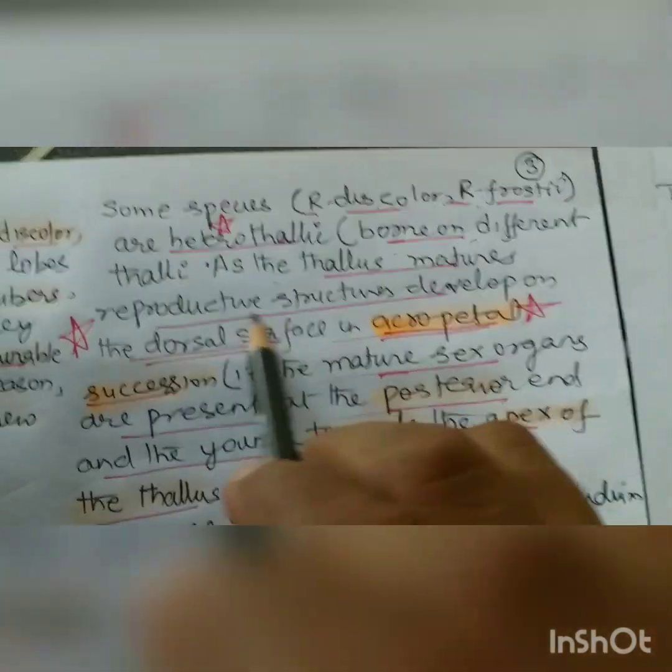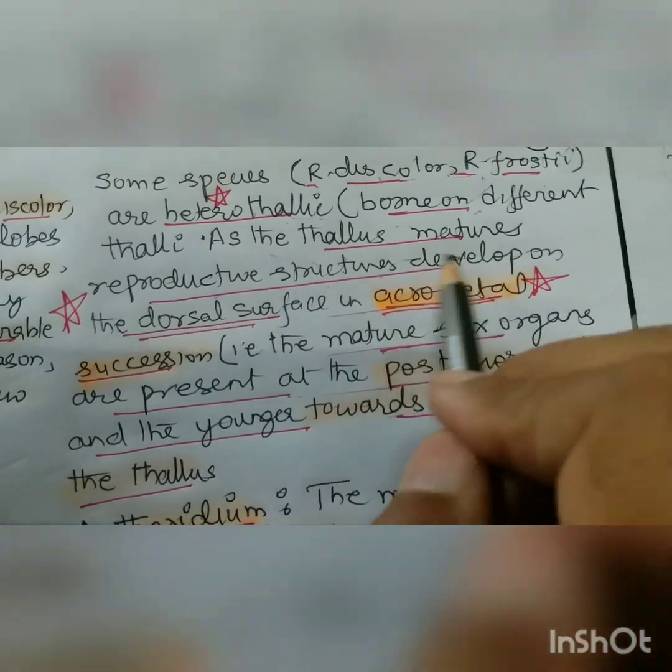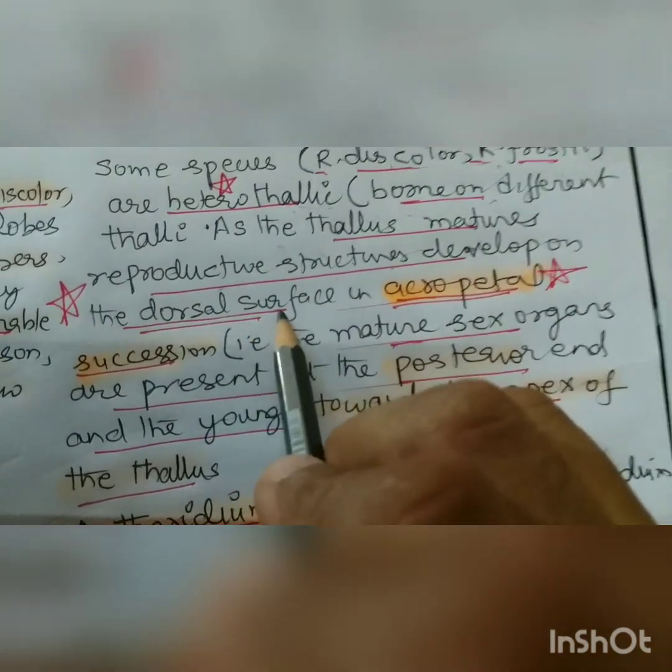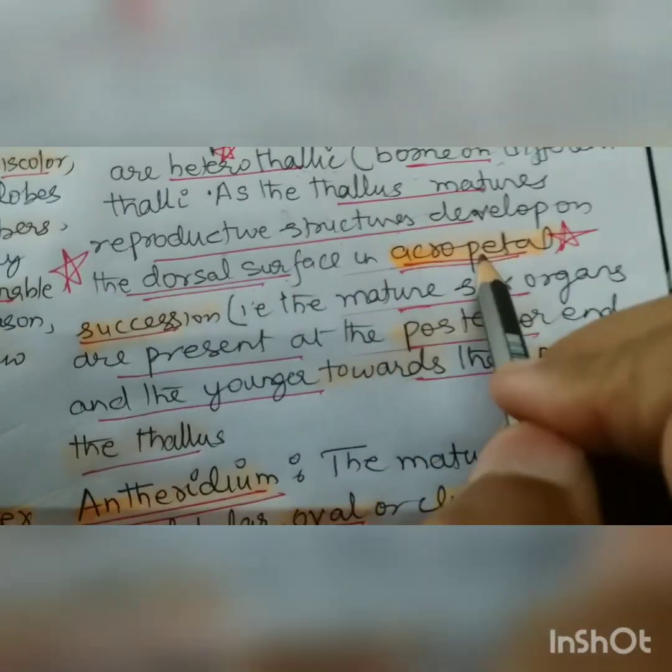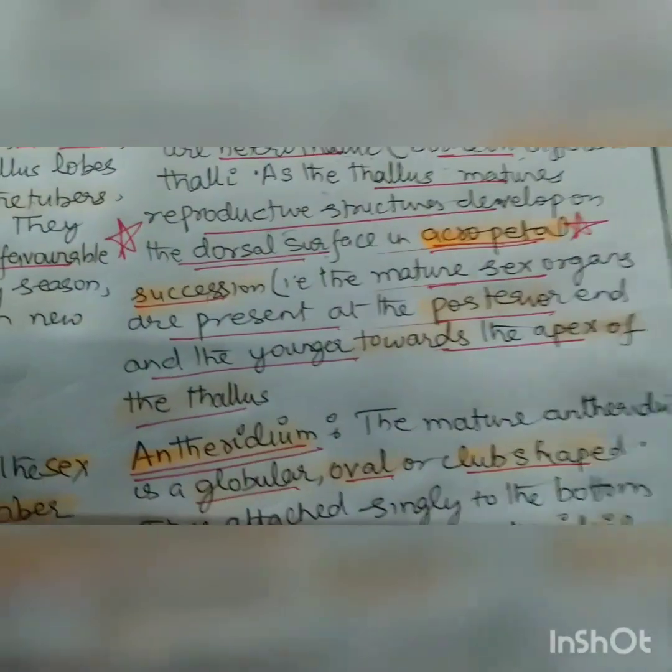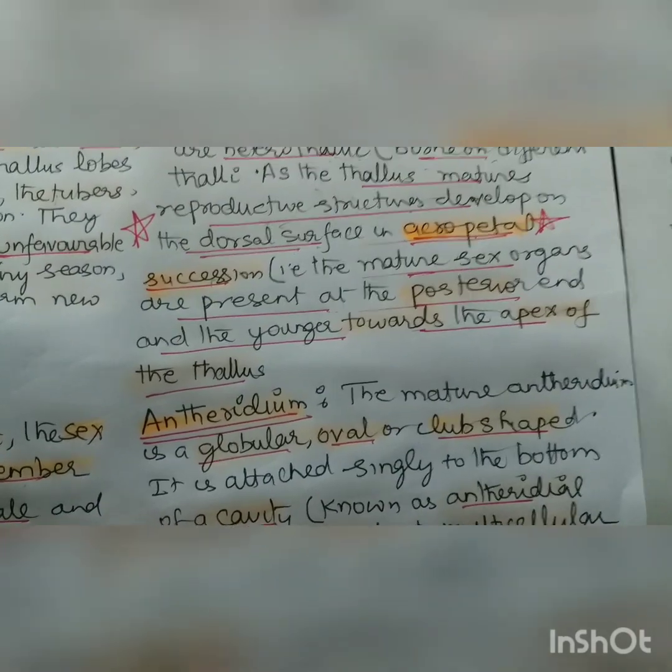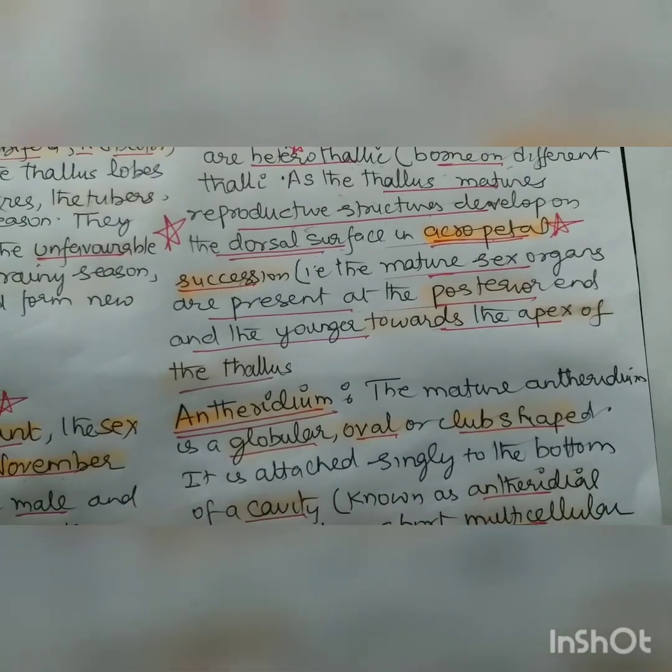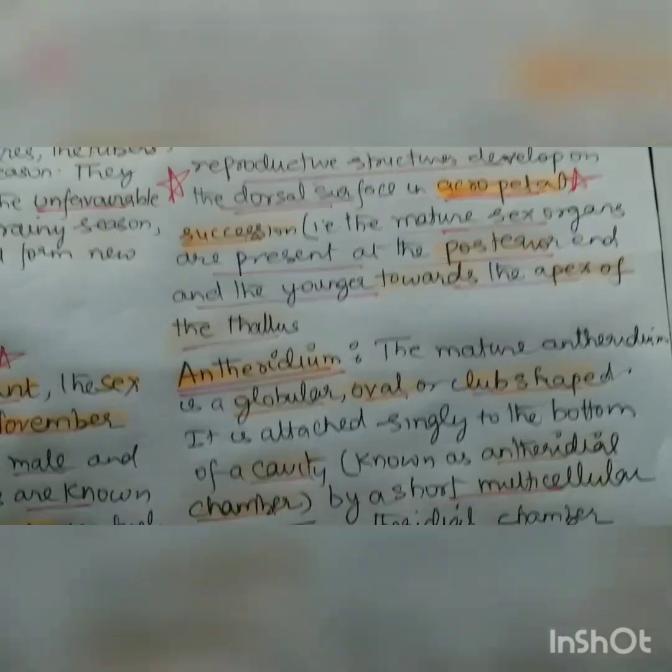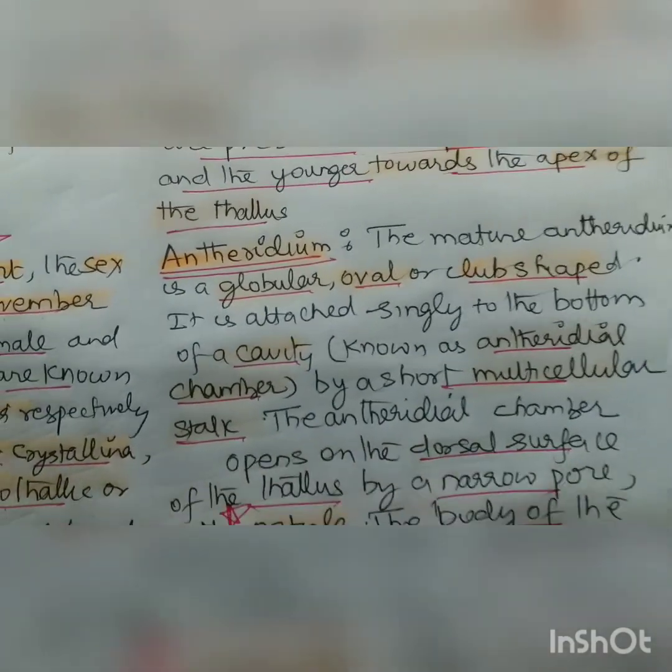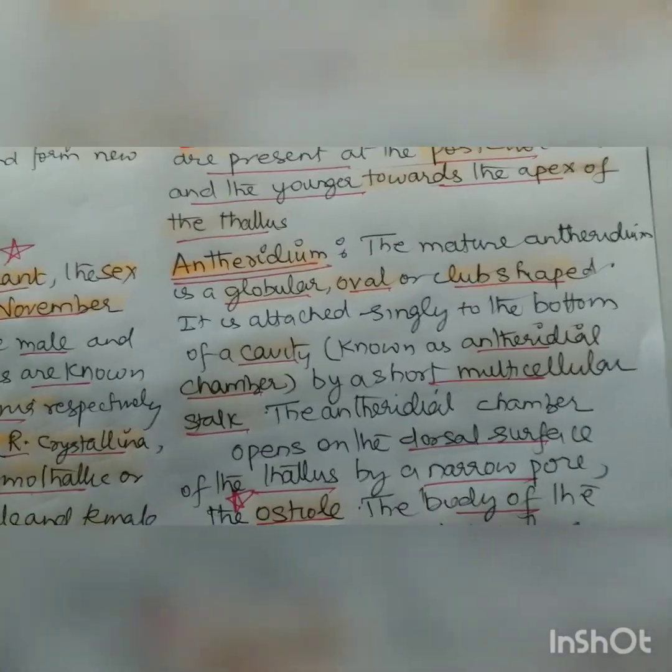As the thallus matures, reproductive structures develop on the dorsal surface. Very important, in acropetal succession. These are the two questions which are very important. The mature sex organs are present at the posterior end and the younger ones towards the apex of the thallus. So now we are coming to the next part, that is the antheridium.